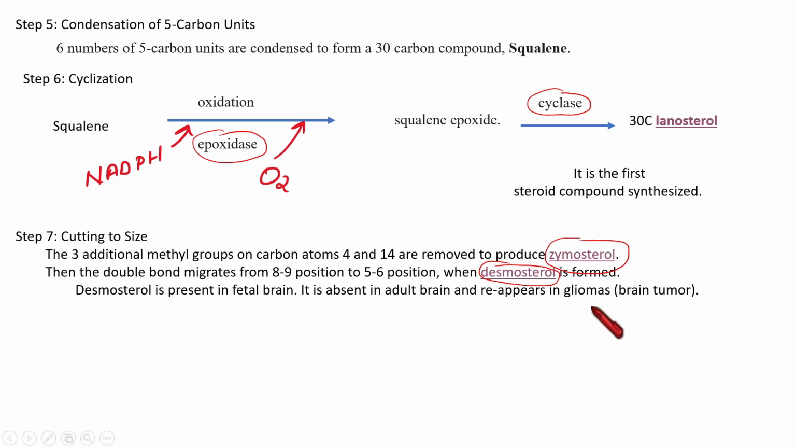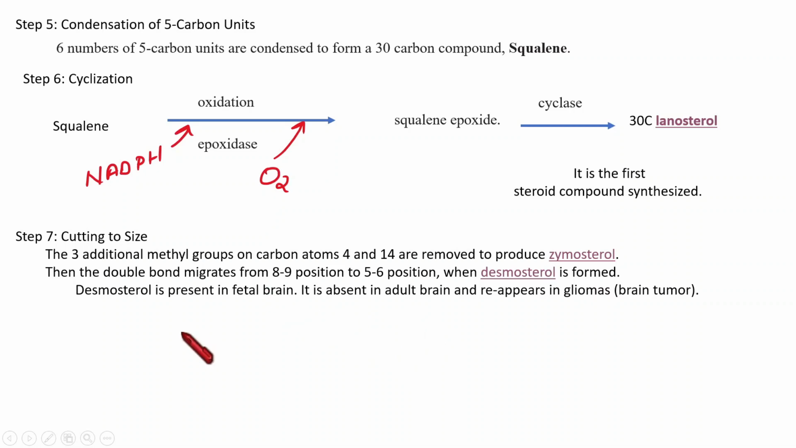This desmosterol is usually present in the fetal brain only. If by chance it is found in an adult brain, that indicates that the person has a brain tumor or gliomas. So it's not good to have this desmosterol in the brain of an adult. In the fetus, it's not a problem. It's a usual, regular thing.